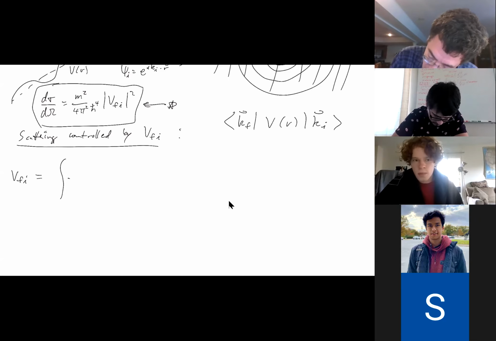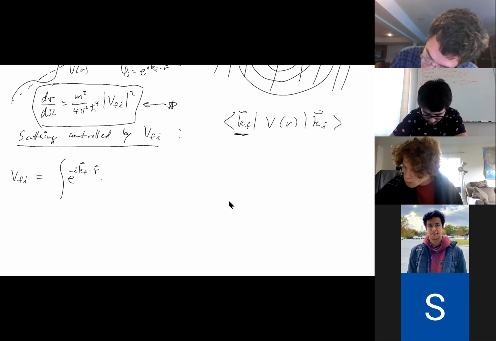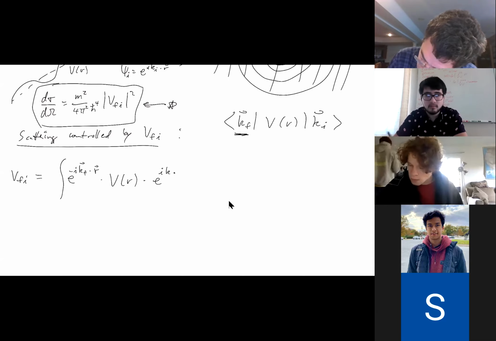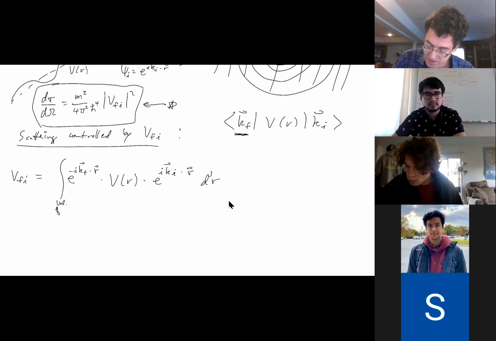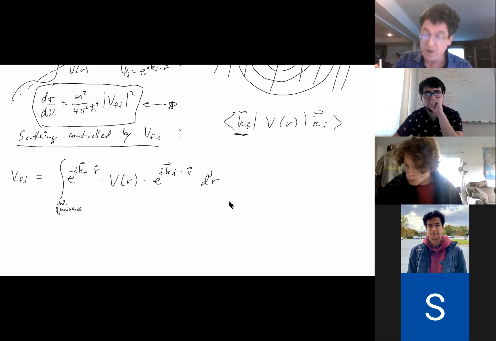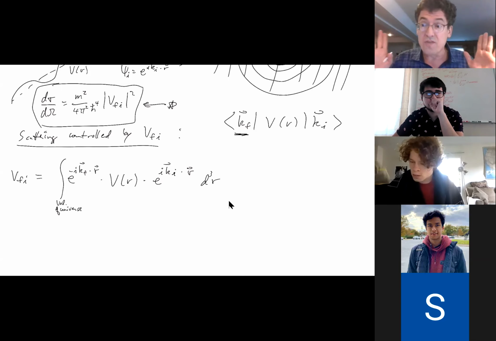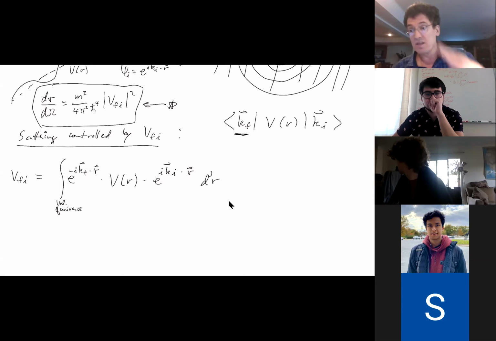So let's write the wave function. My final wave function is, and it's a complex conjugate, e to the minus i K final dot R, times the potential V of R, times the initial state e to the i K initial dot R, d cubed R. And this is the volume of the universe, right? I'm integrating it over the whole universe, all space. That's the important thing that determines whether the particle scatters. This term determines the probability of scatter. The d sigma d omega is like the probability to scatter into a certain direction.